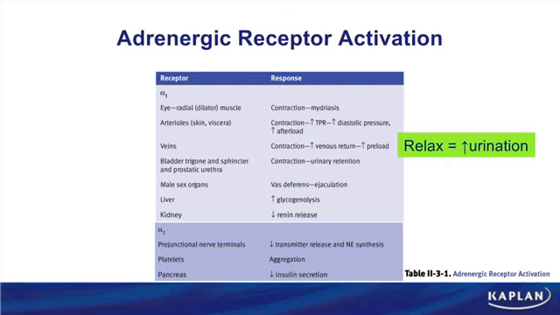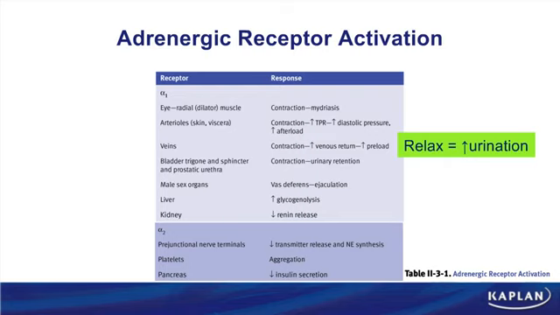Alpha-2s are found in a limited number of locations. The most important of these is presynaptic nerve terminals. The role of that alpha-2 is a negative feedback receptor. When you stimulate alpha-2, as we saw in the previous diagram, you inhibit the release of norepinephrine. But alpha-2s are also found on platelets, where stimulating them causes platelet aggregation.